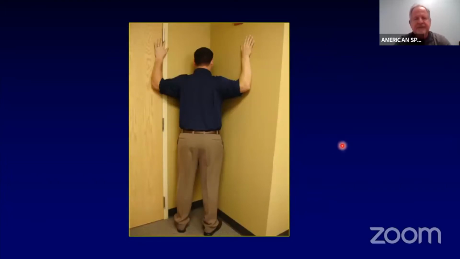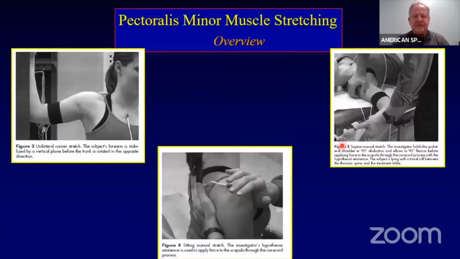So when we stretch, we like the corner stretch or doorway stretch, and we want the person to posteriorly tilt as they do their stretch. So we want the scapula to move in a posteriorly tilted position and not allow the arm to horizontally abduct. That way they'll feel the stretch in front and not in the back of the shoulder.